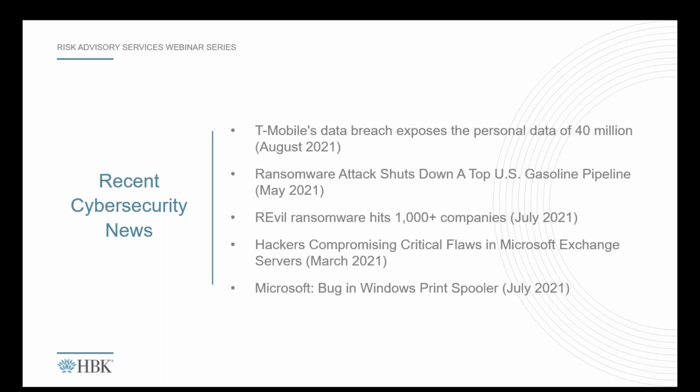I'm sure you've heard some of the recent news about things that were happening before. Some of the big news just recently was the T-Mobile data breach, which exposed personal data of over 4 million users. That just happened this month. There were ransomware attacks that shut down the gasoline pipelines. We heard of REvil ransomware that hit over 1,000 companies, and hackers compromising critical flaws in Microsoft Exchange servers, exploiting the vulnerabilities of unpatched systems, and then again another vulnerability with unpatched systems. That's why it's really important to make sure to block those backdoors, ports, add those additional layers of security, and patch the systems.